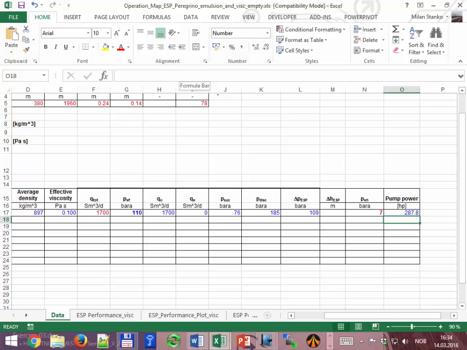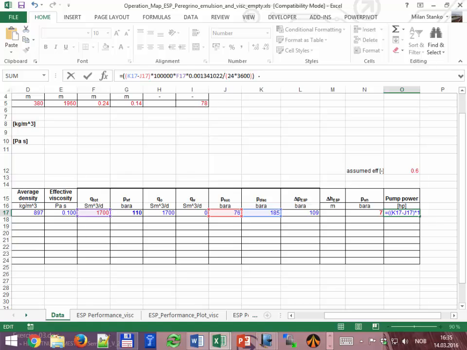Okay, and what is missing here? The efficiency. Okay, we are forgetting the efficiency. So we have to put someplace the assumed efficiency. Okay, and that's going to be just a fraction, and we are going to assume 0.6. And this value, and I block it.